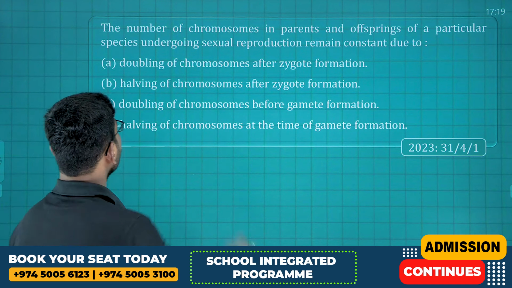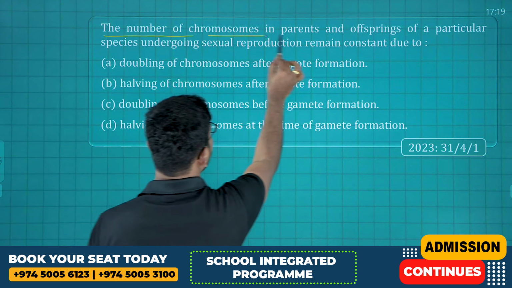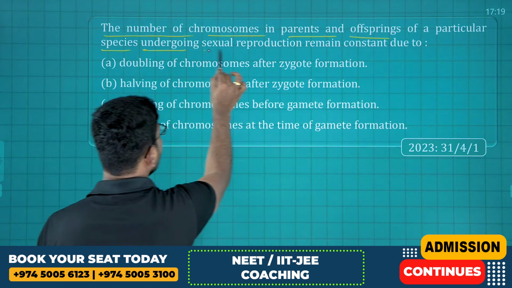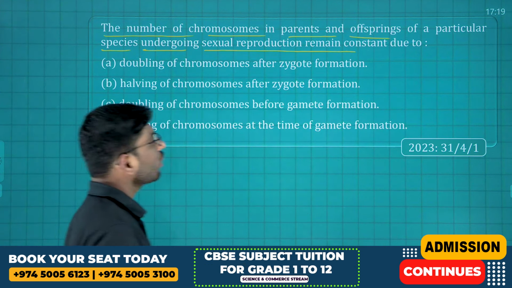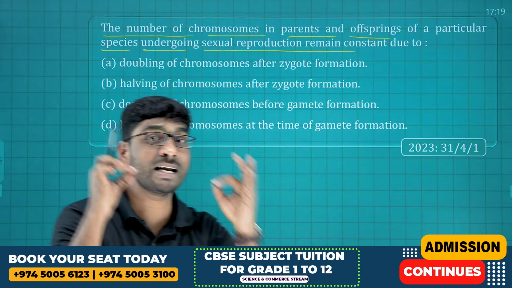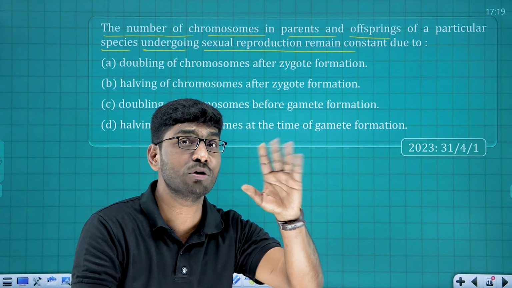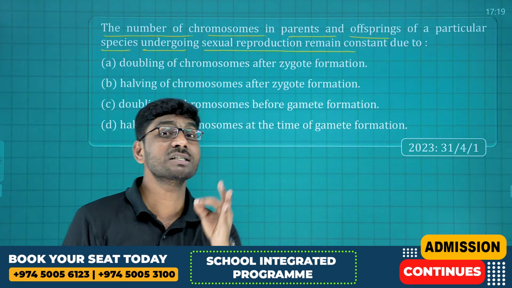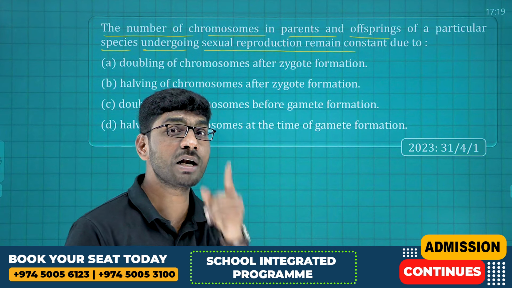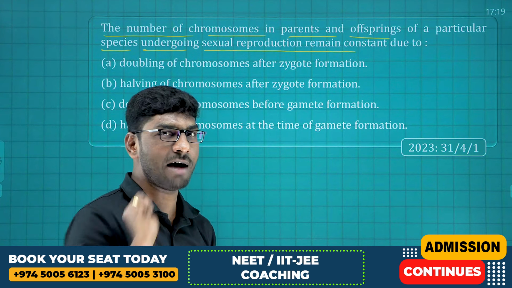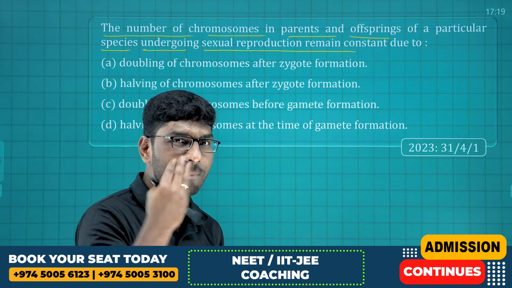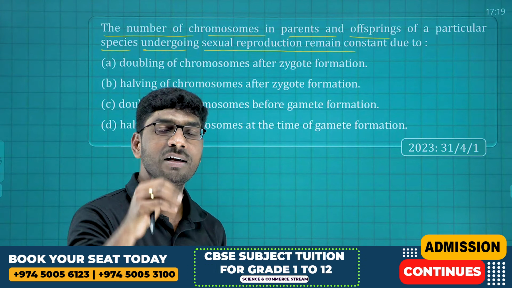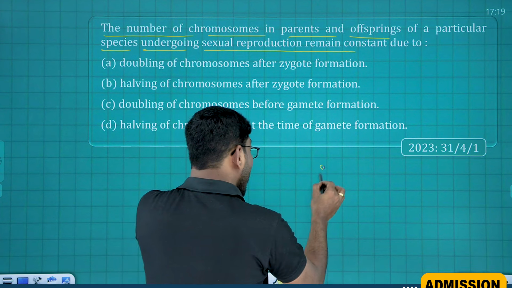2023, number of chromosomes. The number of chromosomes in parent and offspring of a particular species that undergo sexual reproduction remain constant. I told you, generation after generation, the number of chromosomes is constant. Something happened, I said: meiosis division. In the meiosis division, is the number of chromosomes double or half? What did I say? Double or half? Sir, in the gametes, the number of chromosomes is half.